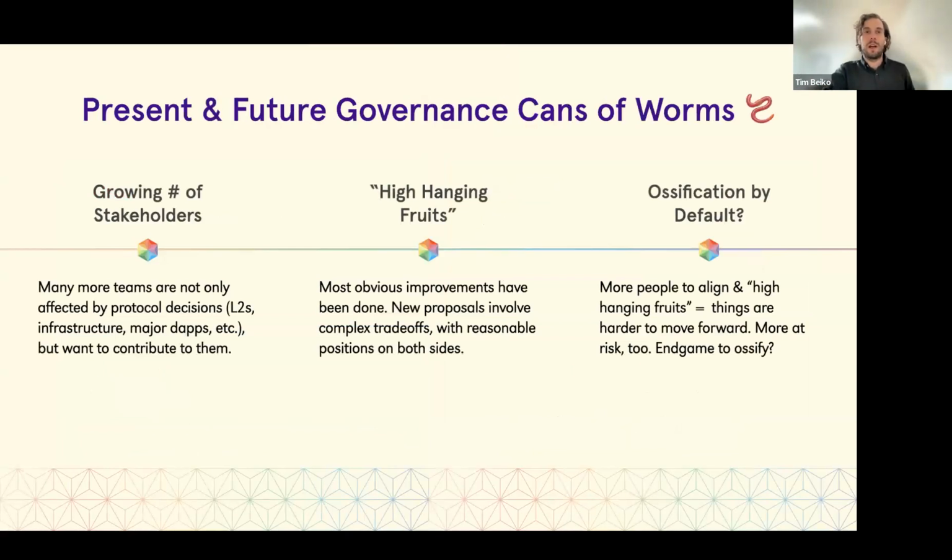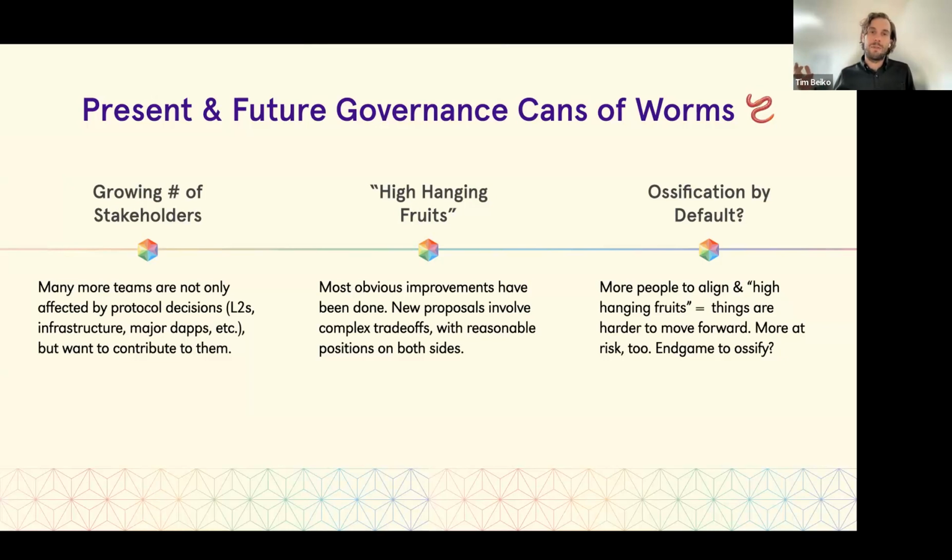So I'll close off with some thoughts around the current state of governance and what are the problems or areas that I'm thinking through. The first is that over time, we've had more and more stakeholders involved in governance. As Ethereum grows in importance, there are major applications and infrastructure providers that depend on it, that are not only affected by the protocol changes, but want to actively contribute to them. So we have more and more people that are part of the conversation.